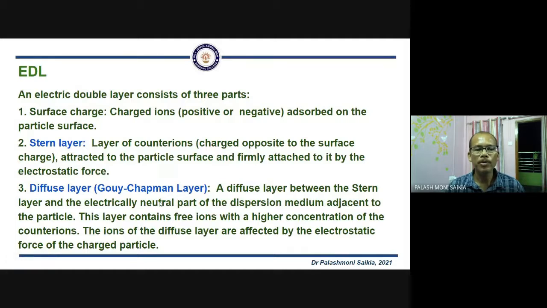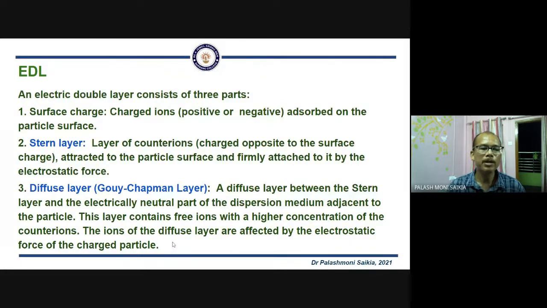And finally, we have a diffuse layer. Between the Stern layer and the electrically neutral part of the dispersion medium, we have a diffuse layer which contains free ions and a large amount of counter ions. This is called the Gouy layer. So the Stern layer is the firmly attached, immobile layer, and the Gouy layer is the diffuse layer. The ions of the diffuse layer are affected by the electrostatic force of the charged particle. They can move.